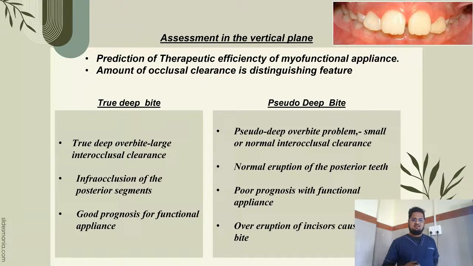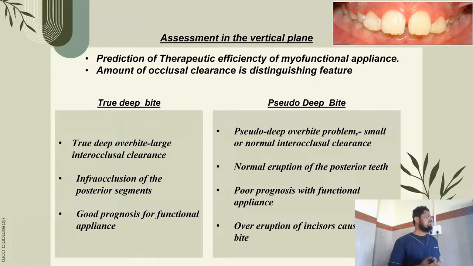The amount of occlusal clearance is the distinguishing feature between the true deep bite and the pseudo deep bite. In the true deep bite, the overbite has a large interocclusal clearance during the rest position. It has a large interocclusal clearance during the mandibular rest position, and there will be infraocclusion of the posterior segments of the mandible, or the posterior teeth. So it has a good prognosis for functional appliances.